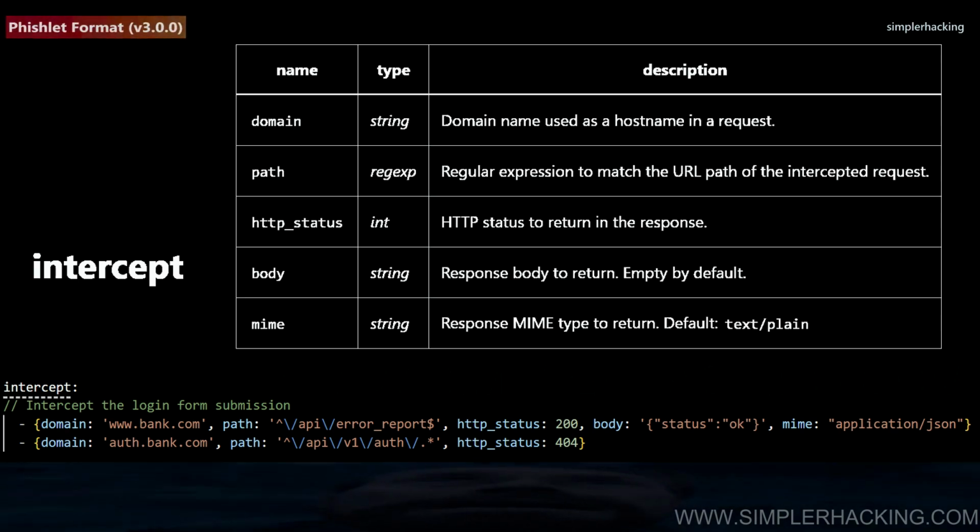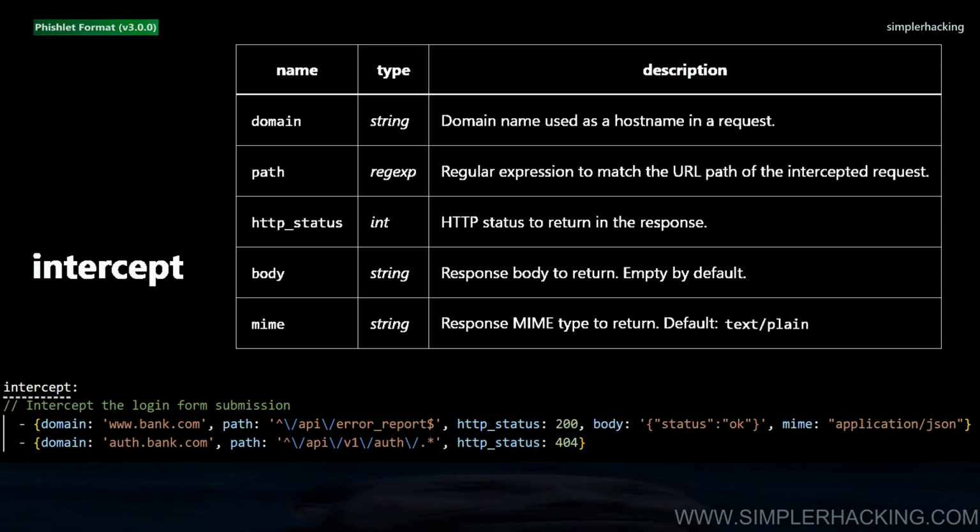Body contains the actual response body to return. By default, it's empty, but you can define a custom response body here, such as HTML or JSON content. This allows you to control what the user sees or what data is transmitted back to their browser after the interception. It's mainly used for mimicking legitimate site behavior or injecting specific content.